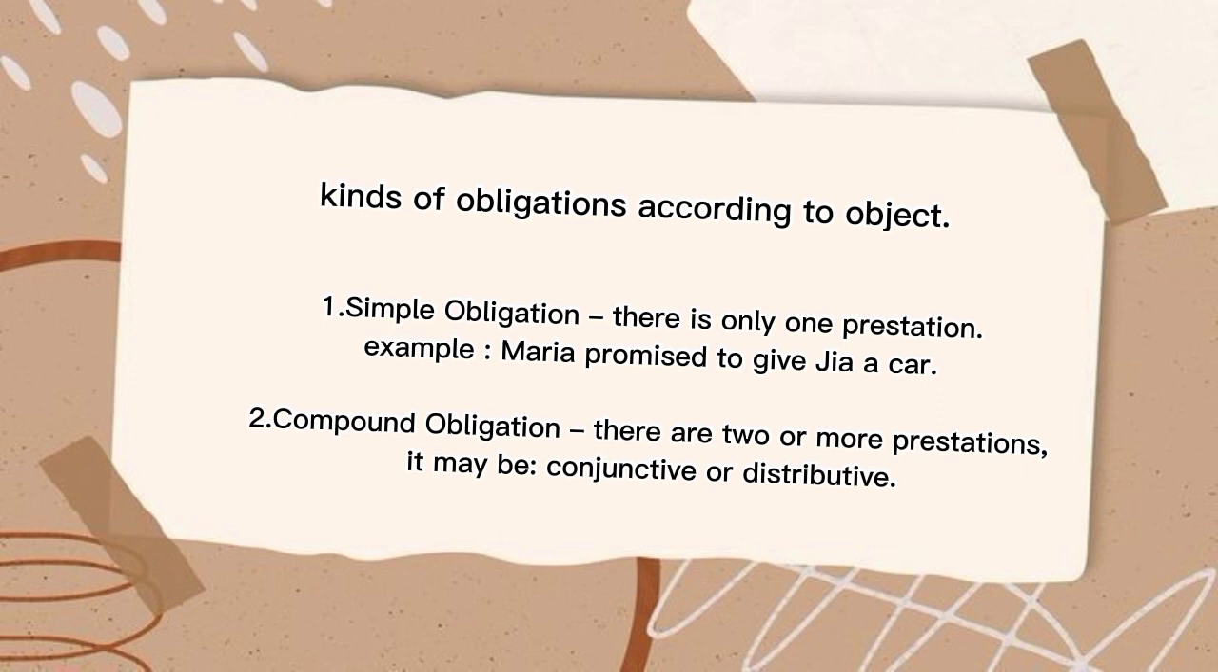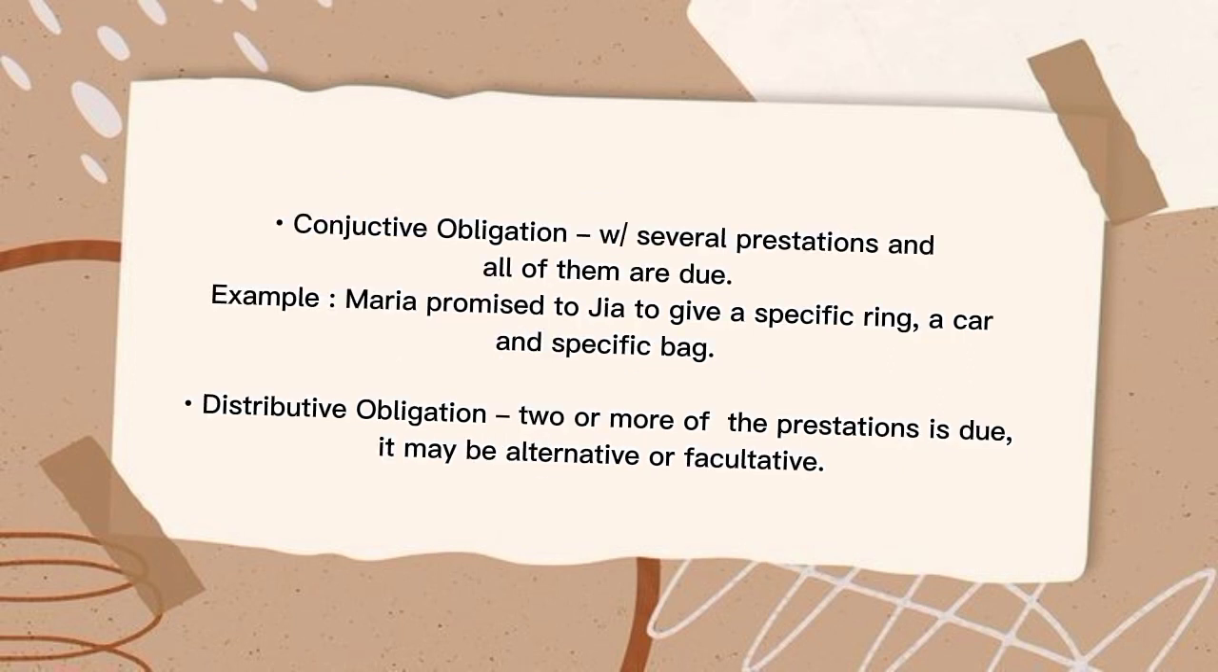Second is compound obligation. Compound obligation means there are two or more prestations. It may be conjunctive or distributive. Conjunctive obligation means there are several prestations and all of them are due. Ito ay yung maraming prestations at lahat sila ay due. Example, Maria promised to give Cheya a specific ring, a specific car, and a specific bag. So lahat ng yun ay kailangan niyang gawin at ibigay kay Cheya ng sabay.